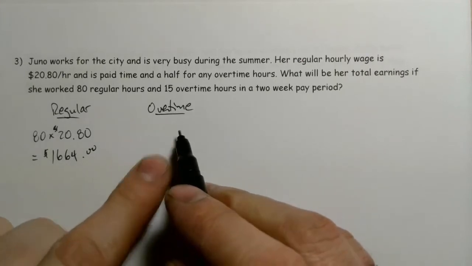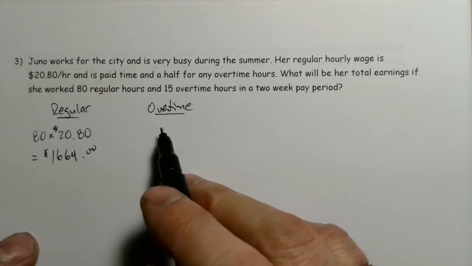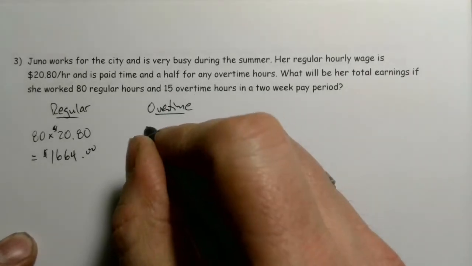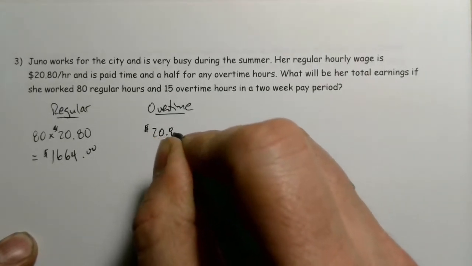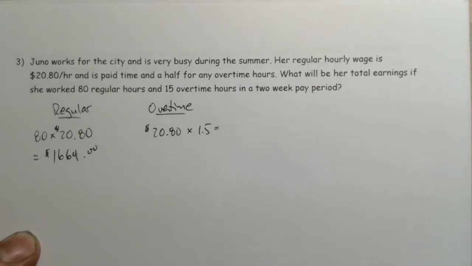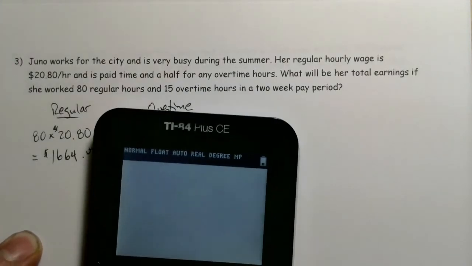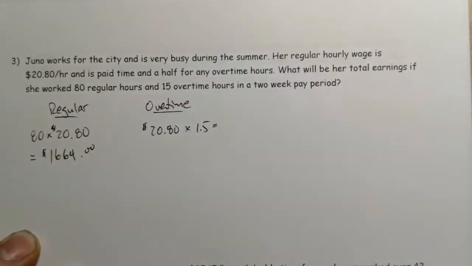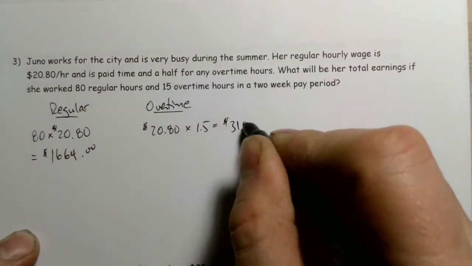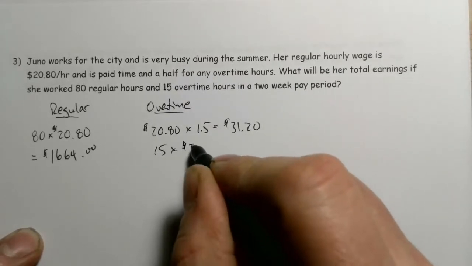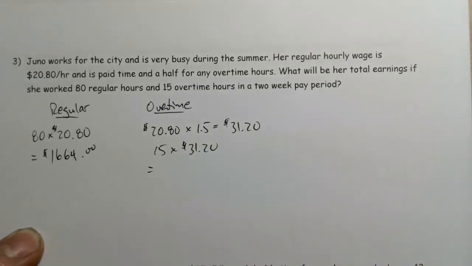Now, we want to figure out, first of all, how much her wage is going to be when she works overtime, and she's getting time and a half. So that's going to be $20.80 multiplied by 1.5. There's my time and a half. So let's figure out how much that's going to be for her. 20.8 times 1.5. Okay, so she's going to make overtime $31.20. And we know that she worked 15 hours multiplied by $31.20.